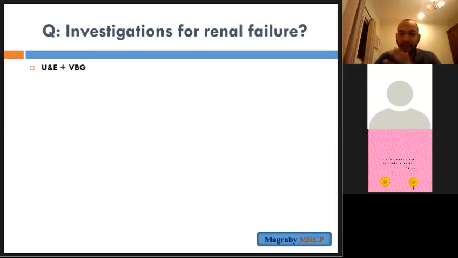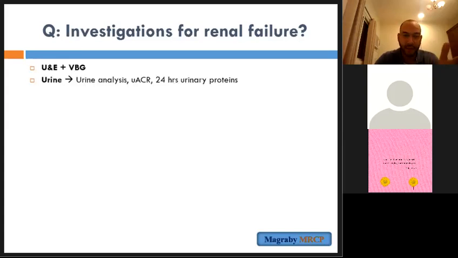Venous blood gases to rule out any metabolic acidosis. Examine the urine, very important for urine analysis in infection. Urinary albumin creatinine ratio for proteinuria, microalbuminuria or macroalbuminuria. If macroalbuminuria is above 300, collect a 24-hour urinary protein to see whether you reached the nephrotic range, which is 3 grams, or subnephrotic range proteinuria.